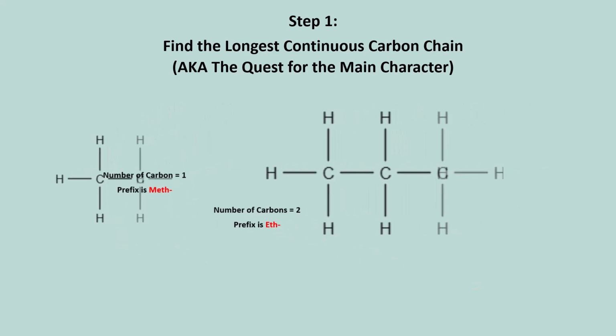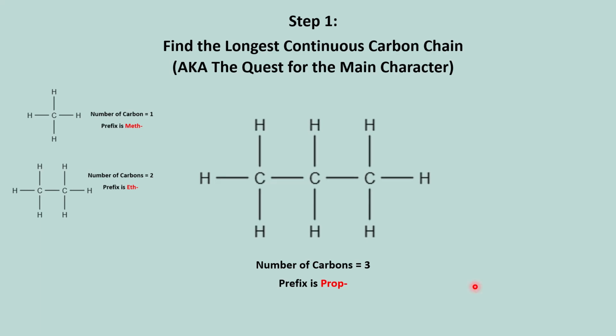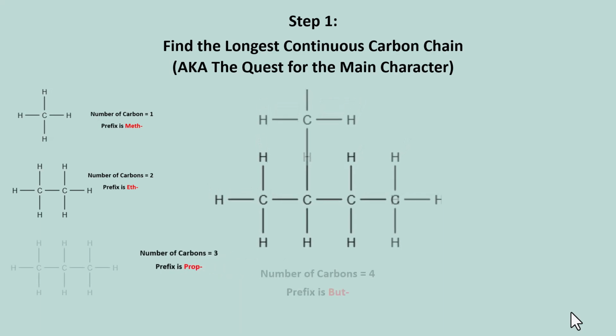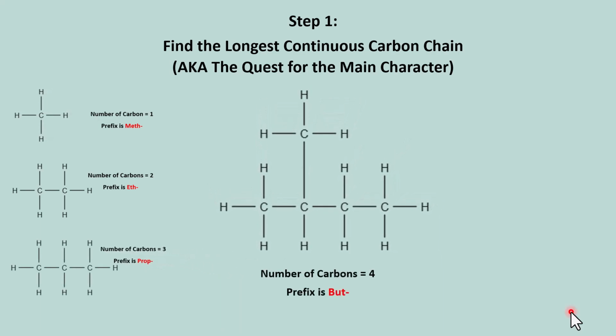The next example we have is a 3 carbon alkane. So the number of carbons in the longest continuous chain is 3, and the prefix for this organic compound is PROP. This is our next stop.